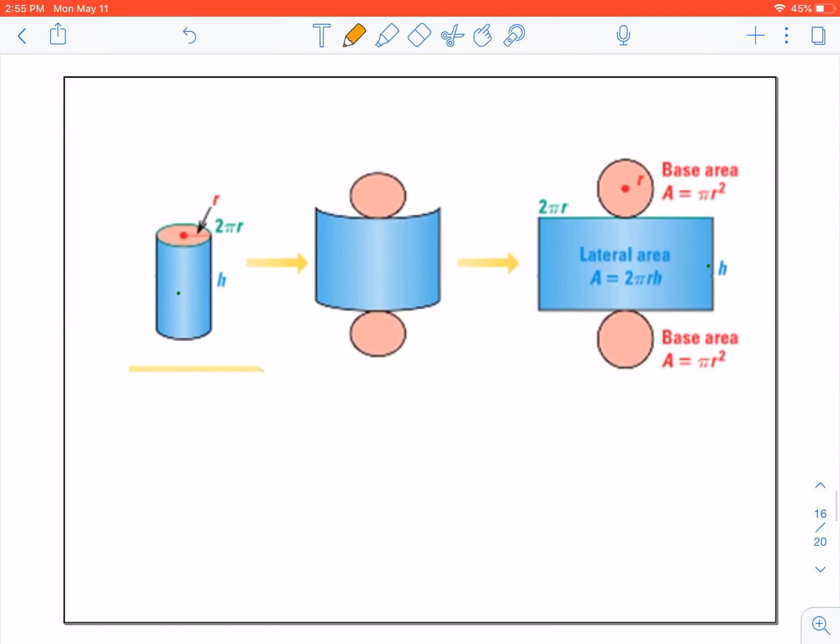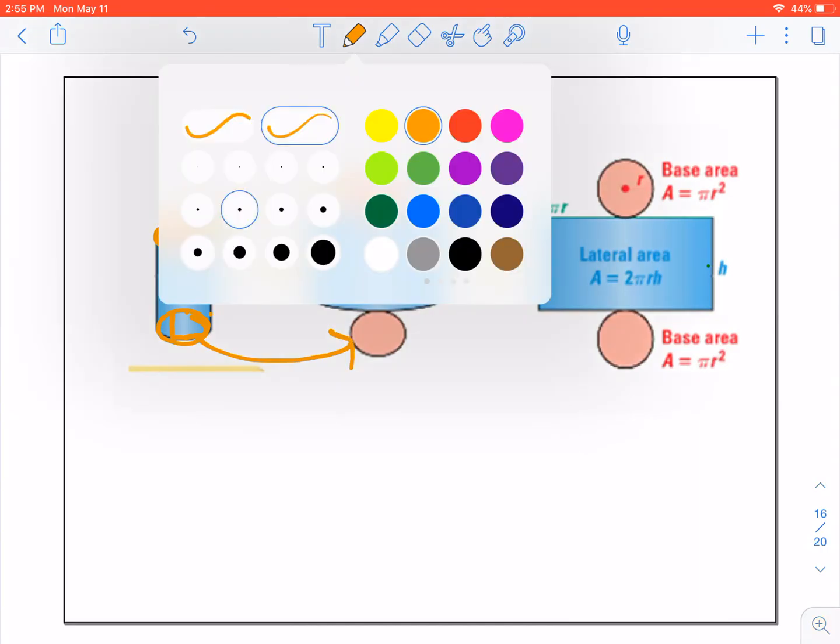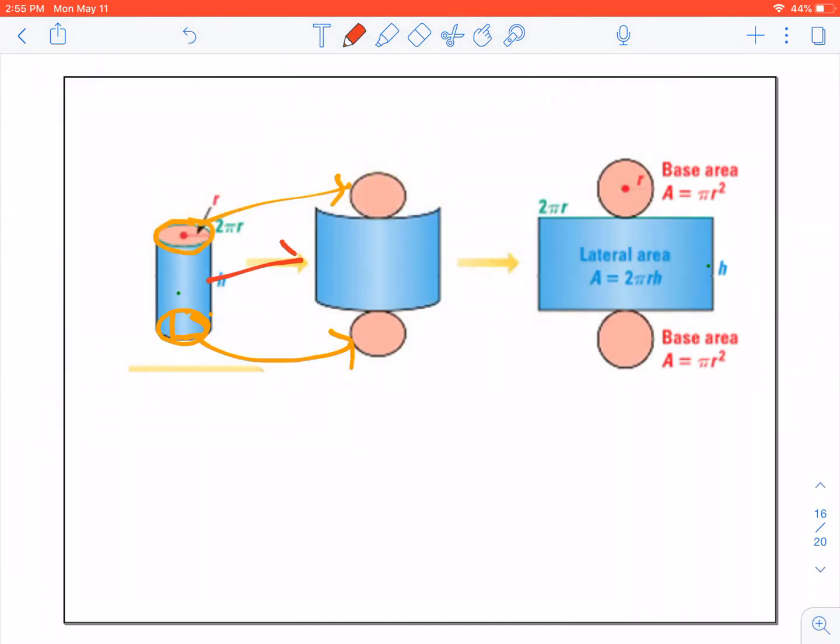Now, essentially, if you were to look at the net drawing, it takes this top circle and pops it up. It takes this bottom circle that would be down here, flips it down, and then it unrolls this lateral piece, which actually makes a rectangle. You're going to need this in your homework tonight.